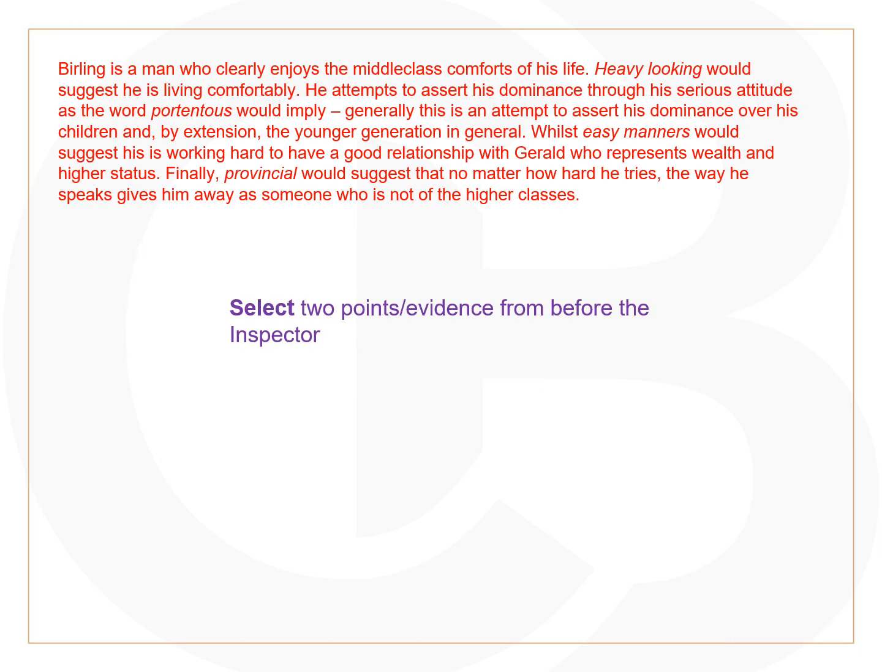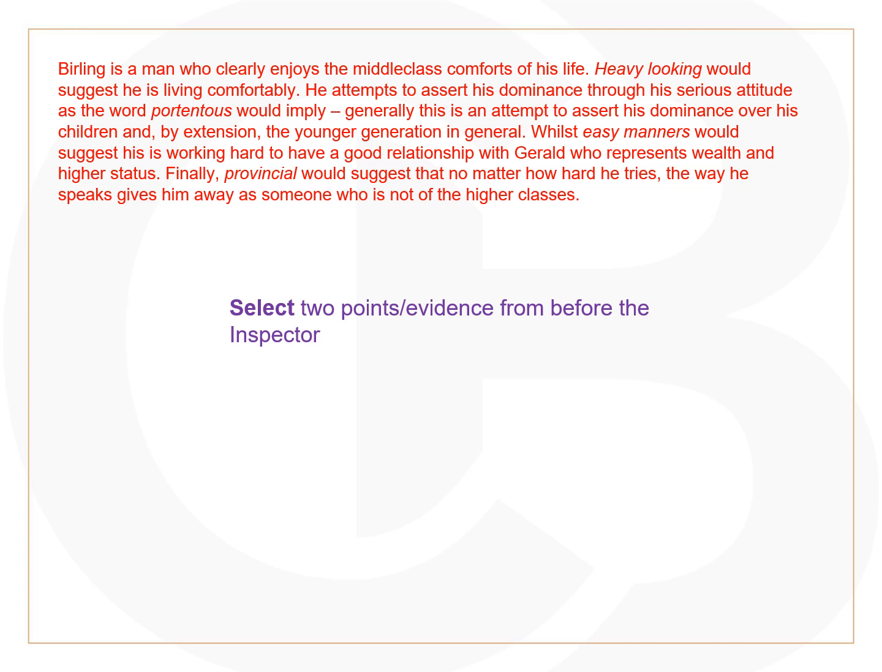For example, Birling is a man who clearly enjoys the middle-class comforts of his life. "Heavy looking" would suggest he's living comfortably. He attempts to assert his dominance through his serious attitude, as the word "pretentious" would imply. Generally, this is an attempt to assert his dominance over his children, and, by extension, the younger generation in general.